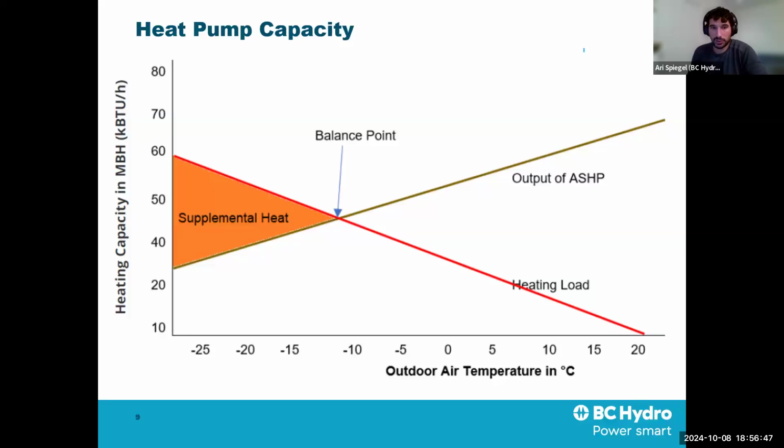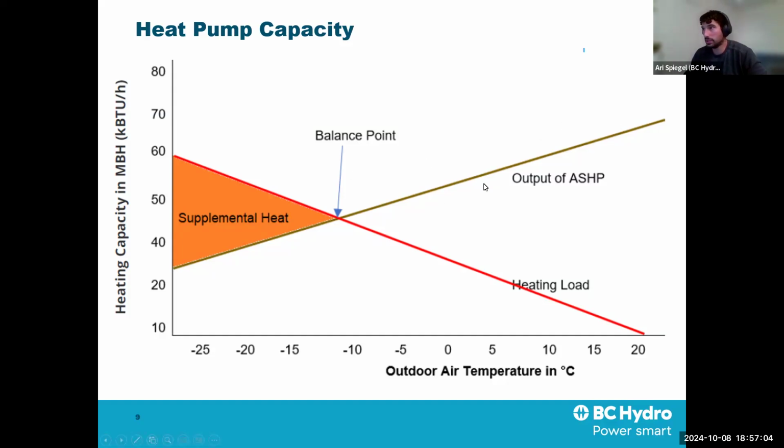So now I just want to take a few minutes and talk about heat pump capacity and heating loads. So this graph kind of summarizes everything we're doing when we're looking at heat pumps and design.